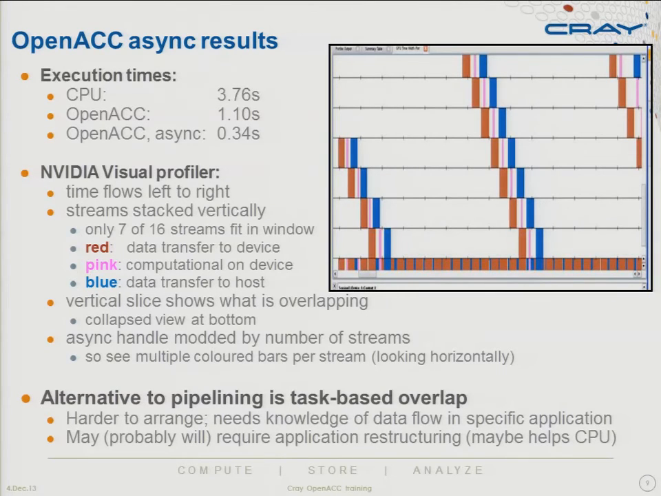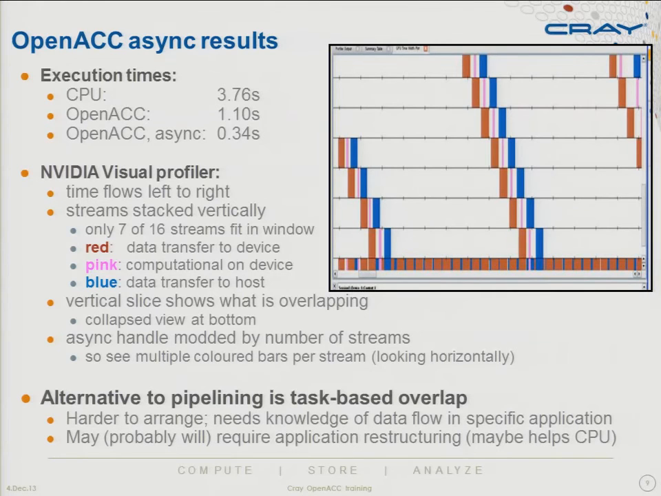So I'm getting data transfer here to the GPU, overlapping with a kernel computation, overlapping with a data transfer from the GPU, all at the same time, but in different streams. So I've got streams going up there. How many streams are there? Well, in fact, there's only 16. That's what the hardware allows you to have.